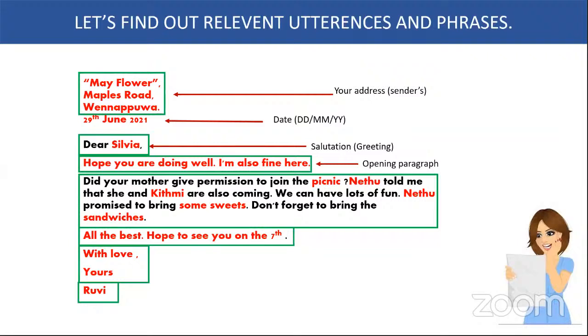Then next you know what is this? Purpose. What is the purpose? Ruby wants to ask, did your mother give permission to join the picnic?